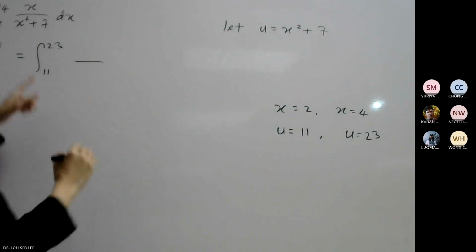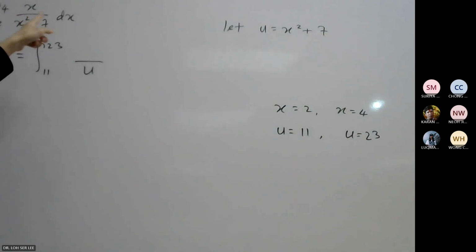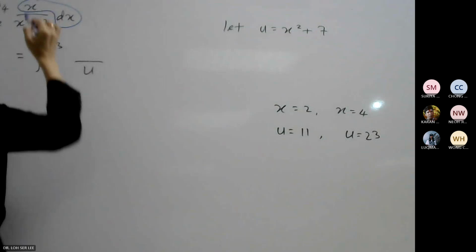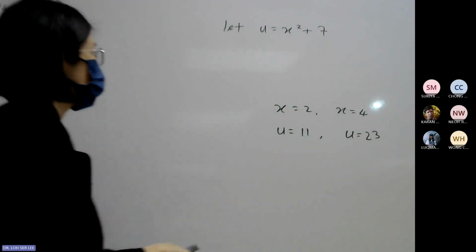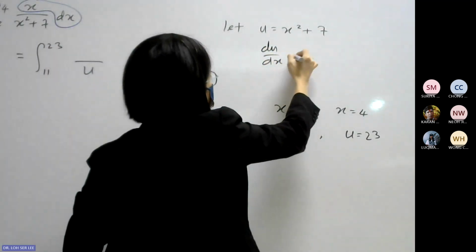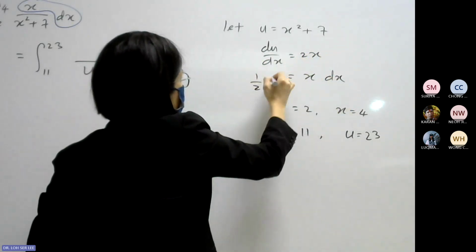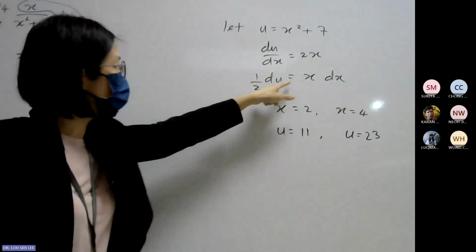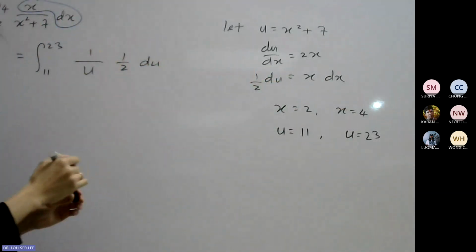Okay, then x squared plus 7 is our u. So what is left? You still have x dx. After we change this into u, you still have x dx. From here, du dx is 2x. We want x dx, we do not want the 2, so you move it to the left. So you replace x dx by half du. So this one will be 1.